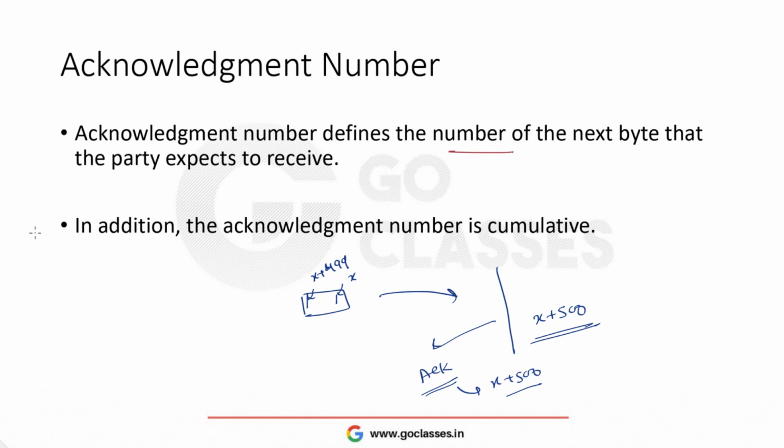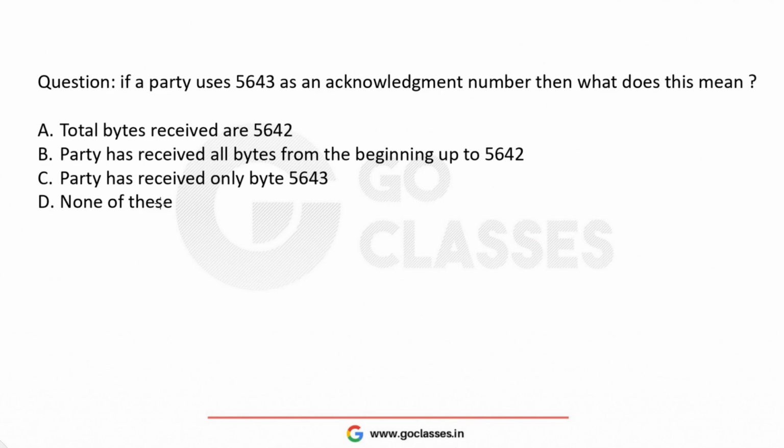And this is very, very important. In addition, the acknowledgement number is cumulative. We will talk about this in more detail in a while, but this is very important, which means if you have sent, let's suppose, multiple packets, then TCP does not acknowledge every packet. Instead, it uses cumulative acknowledgement. So this line is very important: TCP uses cumulative acknowledgement.